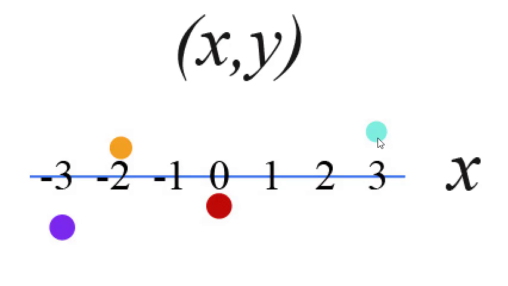The x value of the green dot would be 3. The x value of the red dot would be 0. The x value of the orange dot would be minus 2, and the x value of the purple dot would be minus 3.